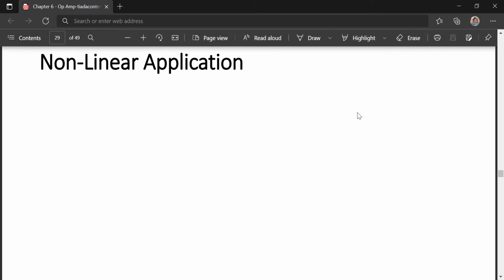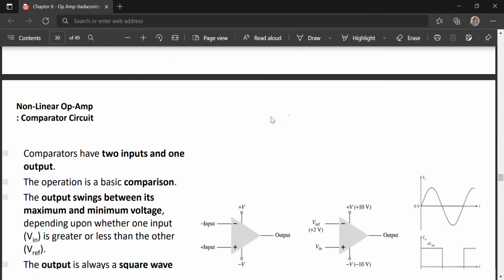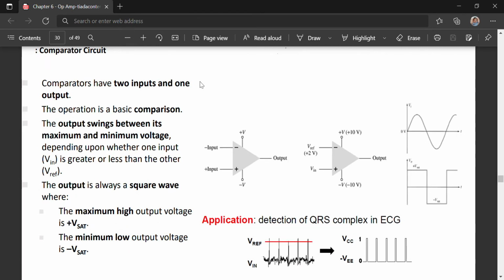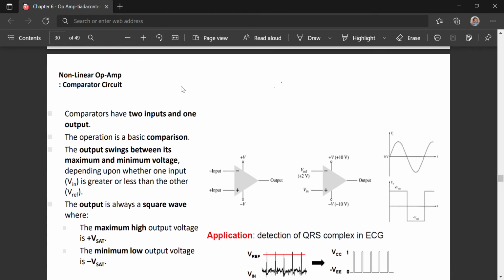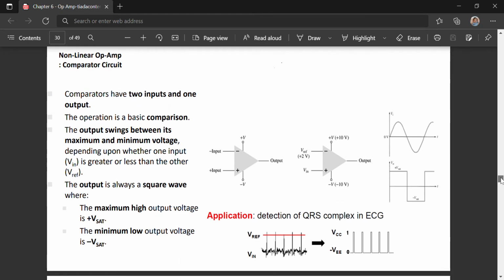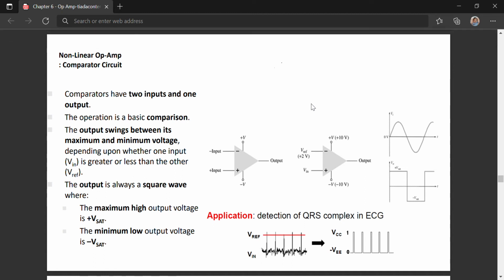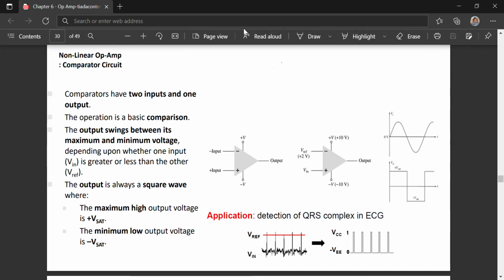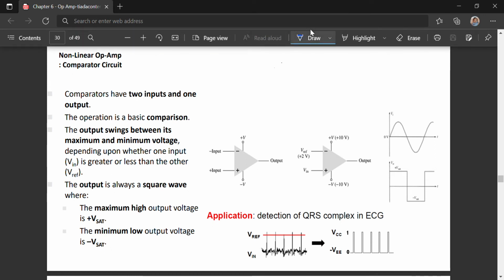Hi everyone, so we're going to continue with nonlinear application by using op-amp. For example, here we are using op-amp in a nonlinear application as a comparator circuit. So how do we compare the input? If you see this circuit, there is no connection between both input with the output. Therefore, this is how we're going to compare both input of the op-amp.